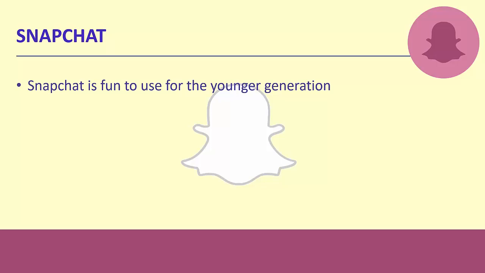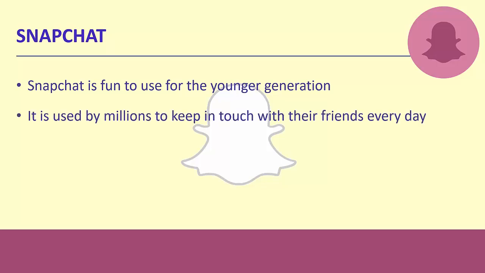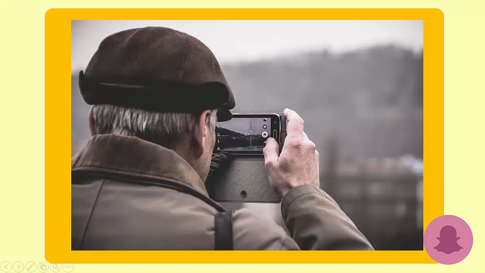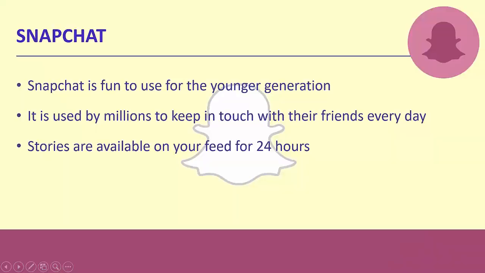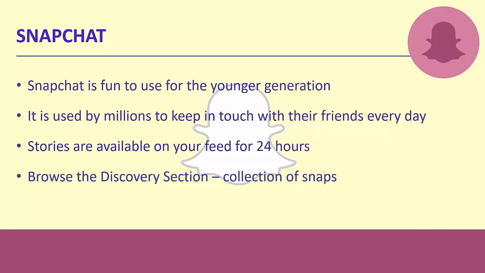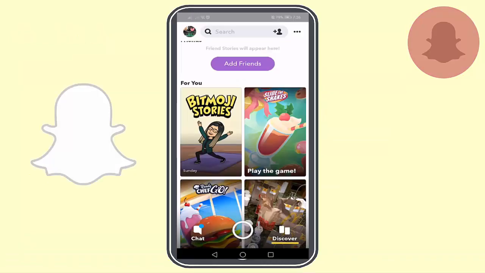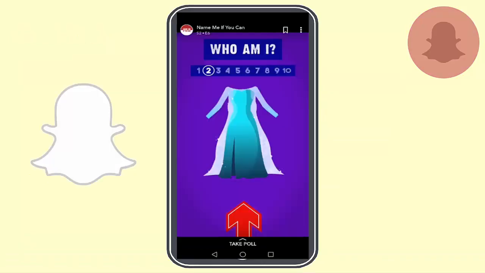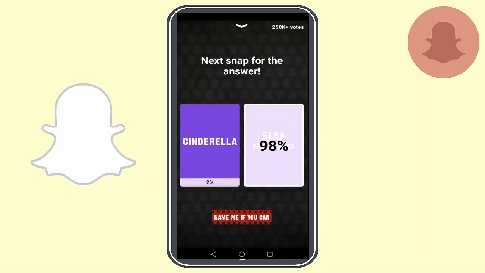Snapchat is simple and it's fun to use for the younger generation, and it is used by millions to keep in touch with their friends every day. You won't be seeing Snapchat users with the age range of 40 years and above. Stories are available in your feed within 24 hours. You can browse the Discovery section, which is a collection of snaps, and engage with some of the snaps, like in this example, by taking the poll.